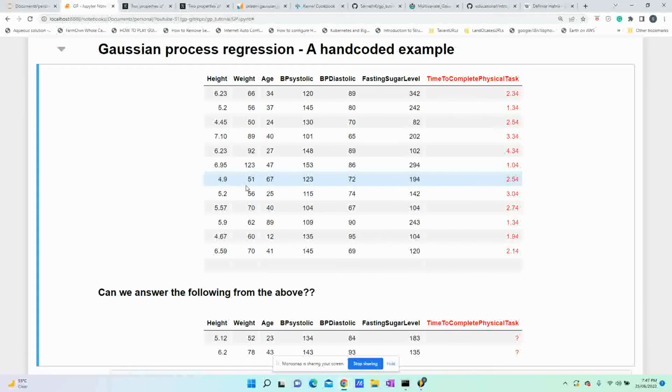Okay, this is just random data. I hope I could generate good data, but I just randomly created this. It's my own creation. It can be bullshit, but at least for concept elucidation, I hope it helps. See here, we have to figure out the time to complete the physical task given the height, weight, age, BP, systolic, diastolic, and fasting sugar level of the concerned person. So basically, we are taking a stab at the health of the person and trying to see if it is correlated with the time to complete a physical task, right? So this is what we want to do.